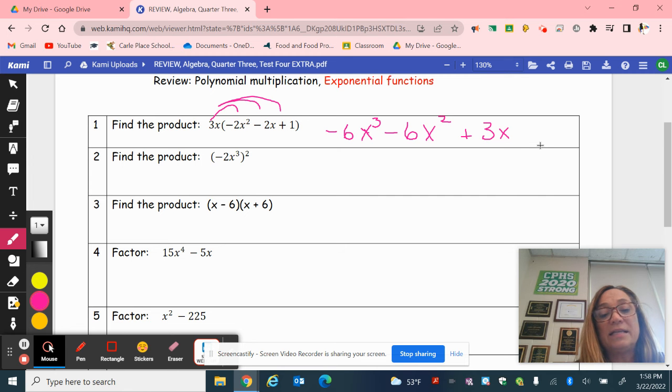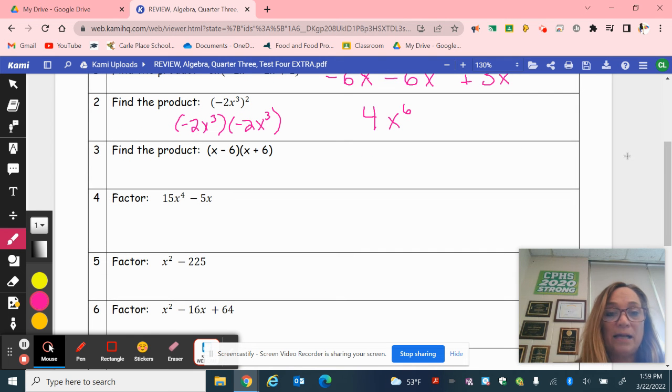So it's basically asking us to do negative 2x cubed times itself. That's what squaring means, to multiply by yourself. So negative 2 times negative 2 is positive 4. And when we multiply, we add the exponents. You can also do this by the power rule, which would be negative 2 squared is 4, and then you multiply those exponents.